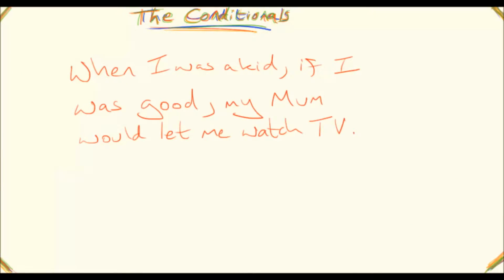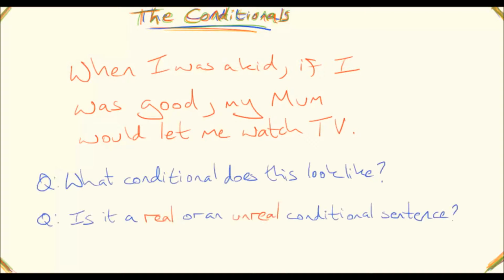The sentence was this: when I was a kid, if I was good, my mum would let me watch TV. It's a perfectly good sentence, nothing wrong with that, until you start to investigate it and try and pin it to the traditional system. I want you to answer these couple of questions. First of all, what conditional does this look like? And secondly, is it a real or an unreal conditional sentence?